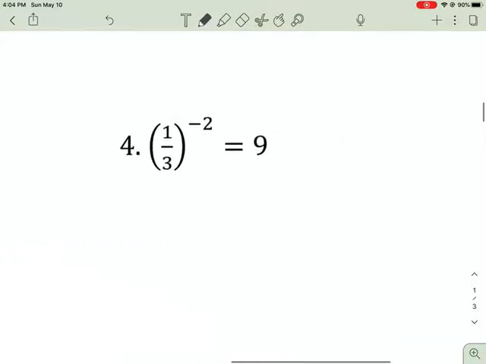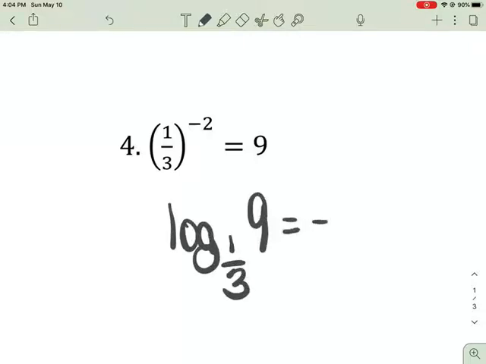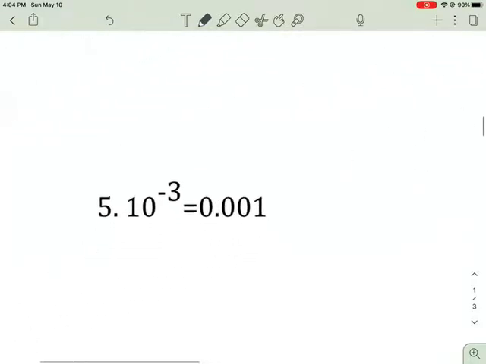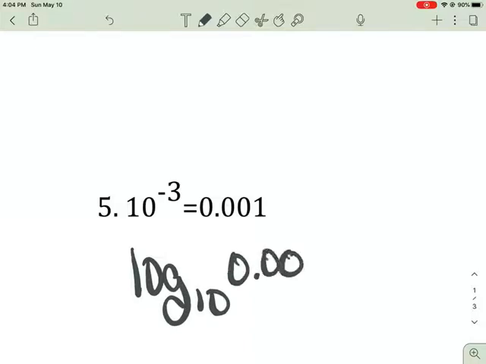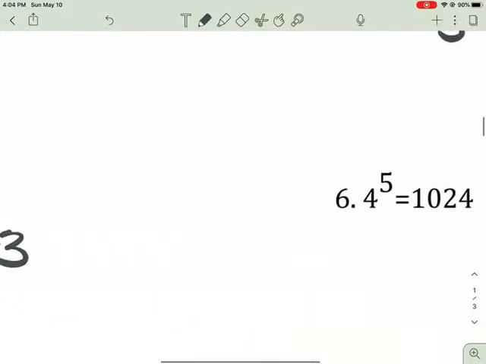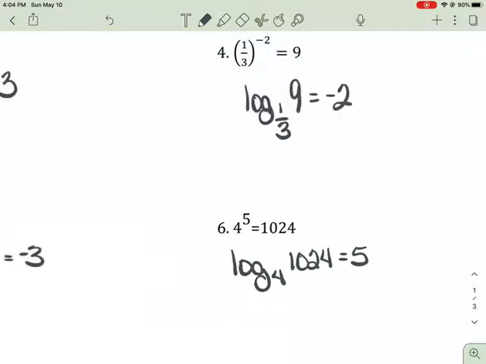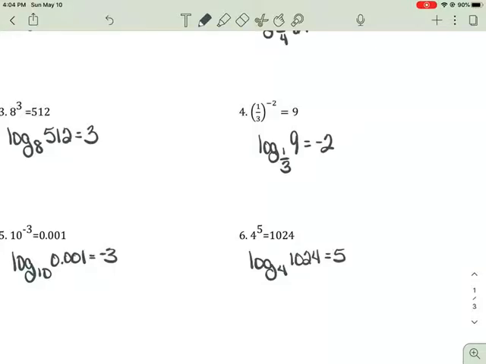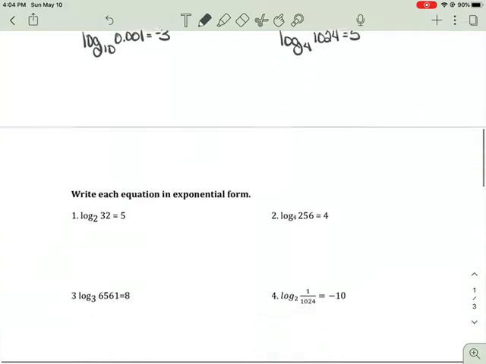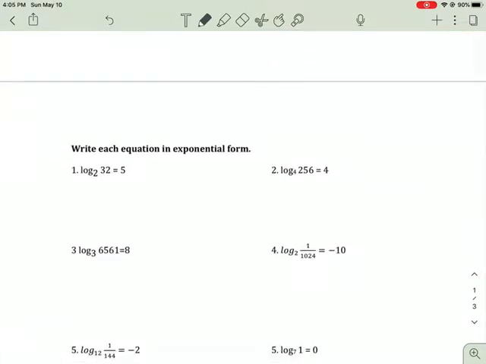All right, so why don't you pause the video for a second and see if you can do the rest of them. All right, let's see if you get the same answer as I did. Log base 1/3 of 9 is equal to -2. Log base 10 of 0.001 is equal to -3. And log base 4 of 1024 is equal to 5. So hopefully you got those answers. And again, the relationship between an exponential function and a logarithmic function is that they are inverses of each other.